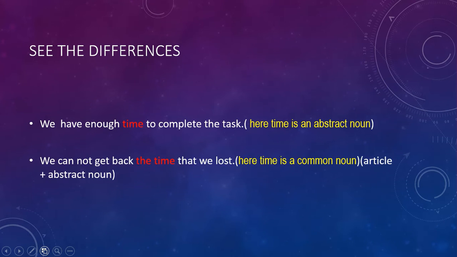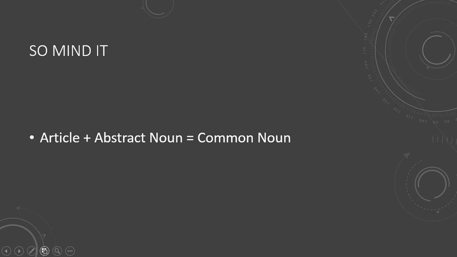In the second sentence: we cannot get back the time that we lost. Here time is a common noun because here is article plus abstract noun, so it is a common noun. So mind it: article plus abstract noun is equal to common noun, and abstract noun plus 's' or 'es' is equal to common noun.